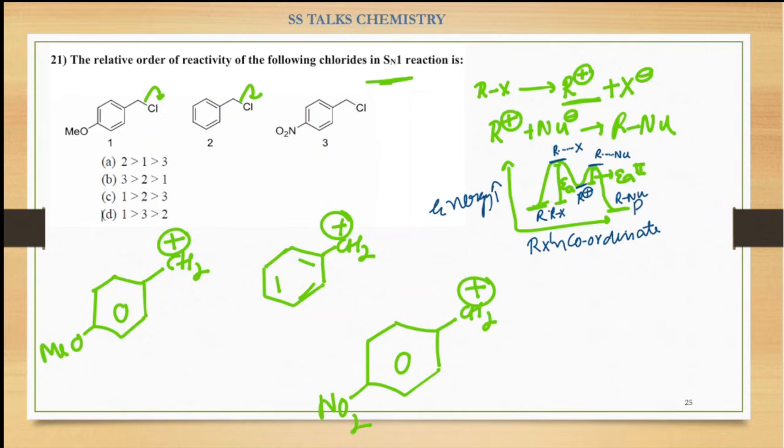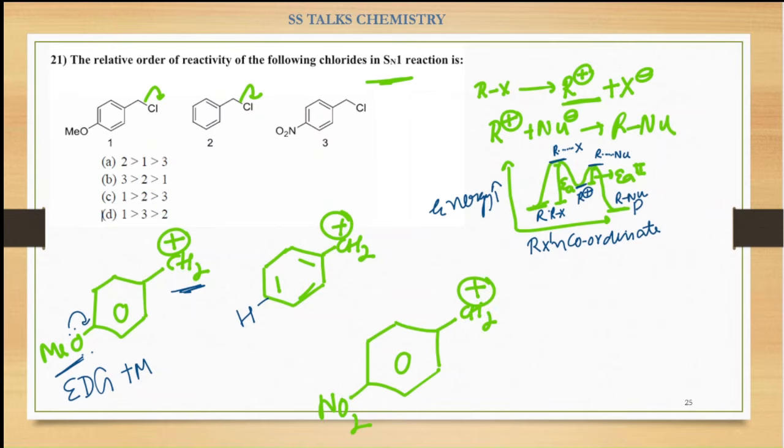Now, the substituents attached to the benzene ring are going to vary the stability of the carbocation species that we get. In the first case, the OMe group is an electron donating group that can apply the plus M effect. By applying its plus M effect, it donates electron density to the benzene ring, which will stabilize this carbocation. Next, in this molecule there is only a hydrogen atom, meaning no substituent on the benzene ring that can apply the plus M or the minus M effect.